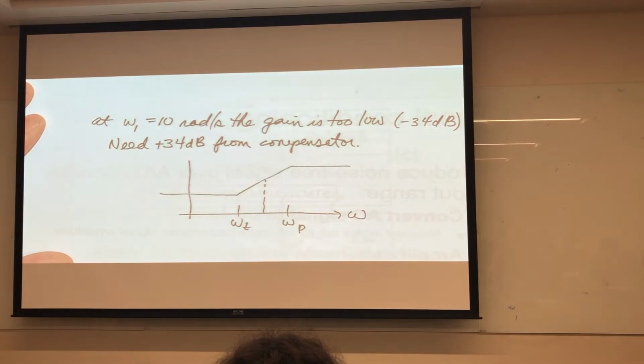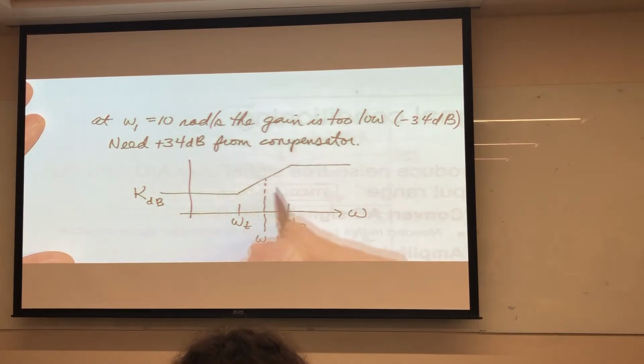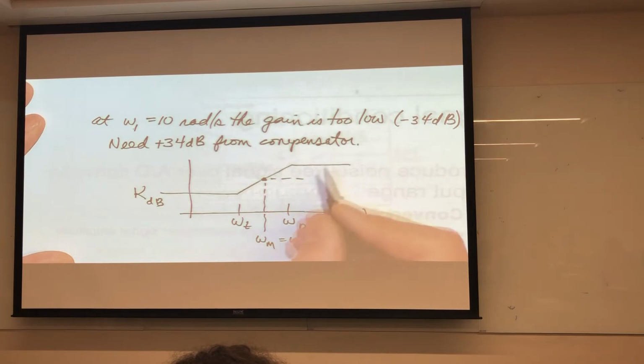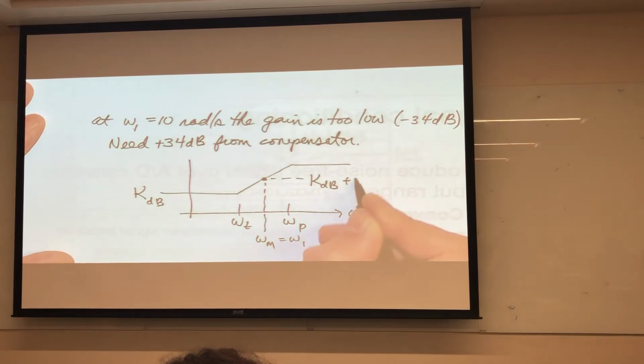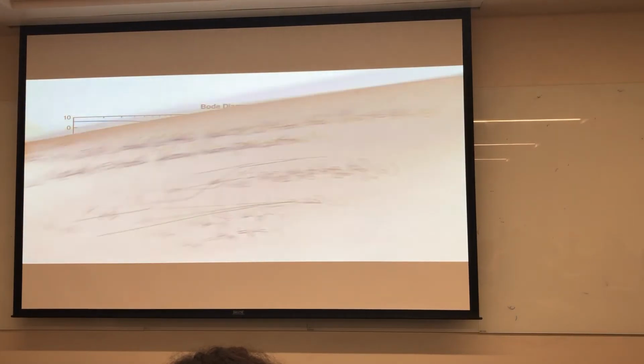And right here in the middle, this is omega m, which is where I get the maximum phase lead. I've set that equal to omega 1. I've set that equal to omega 1. And so this is the gain k expressed in dB. And then right here, because I'm halfway between here and here, this gain is k in dB plus 10 log alpha. This is base 10 log. So this is the amount of gain that I can get from my compensator. That's this picture right here.